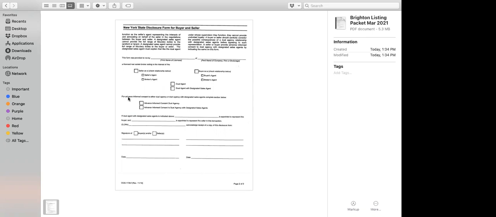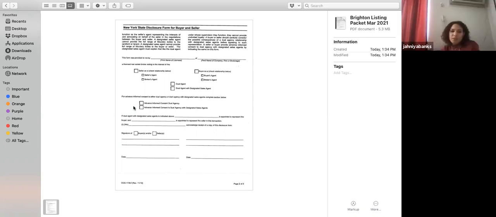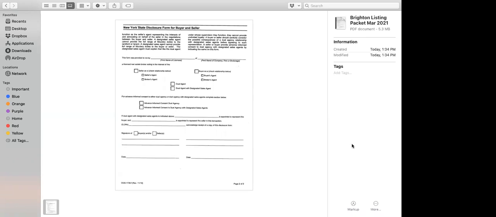Now, this area here, we're going to talk to the seller about in advance. We want to get their consent in advance for dual agency and dual agency with designated sales agents. Okay. So who can tell me what dual agency is? When an agent is representing the buyer and a seller in a transaction. Yes. Very good. Thank you.